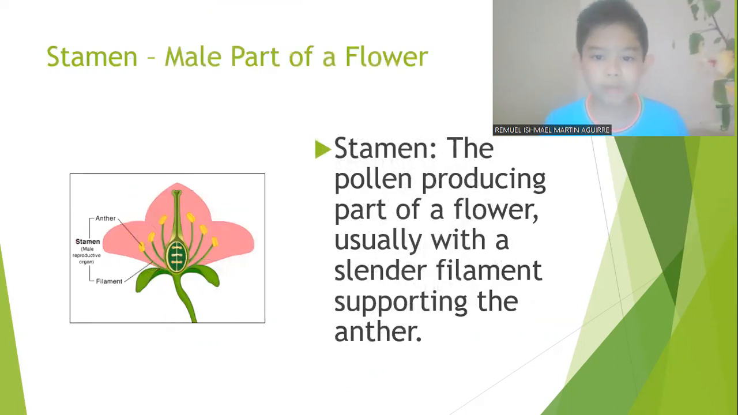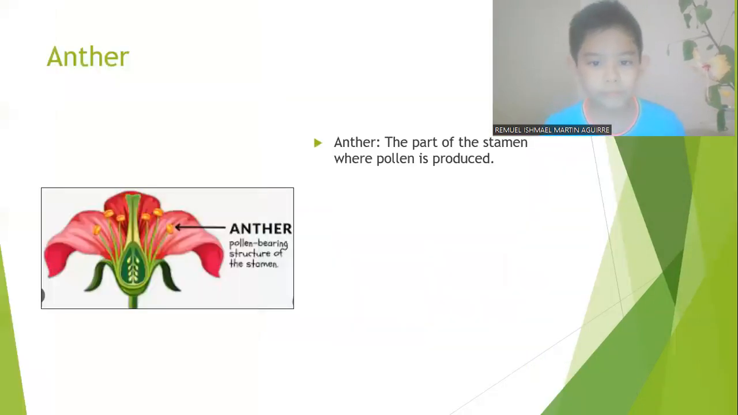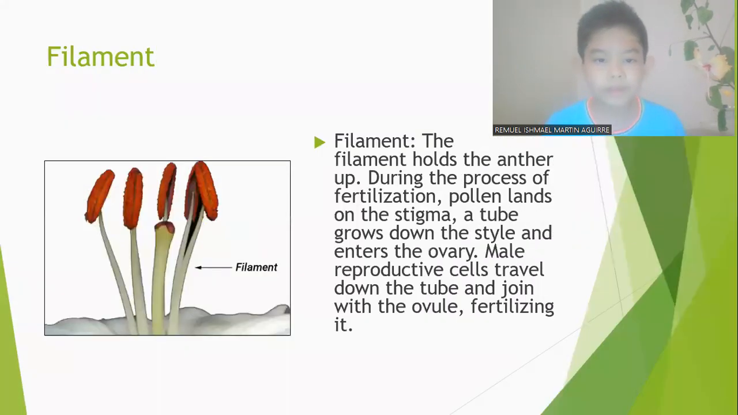Stamen, the male part of a flower. The pollen producing part of a flower, usually with a slender filament supporting the anther. Anther, the part of the stamen where pollen is produced. Filament, the filament holds the anther up during the process of fertilization.